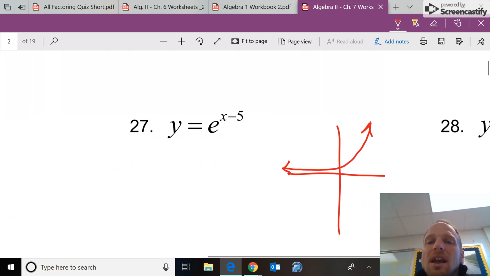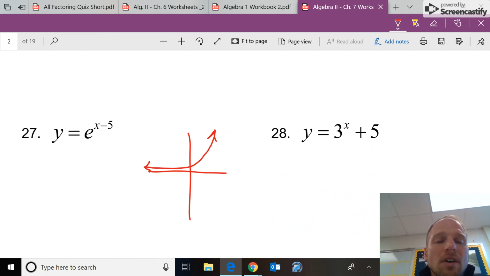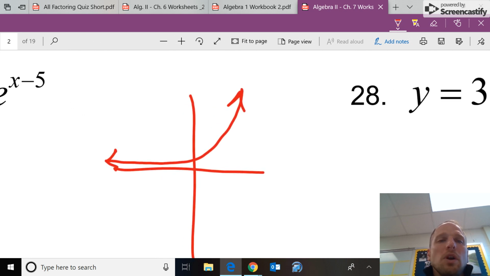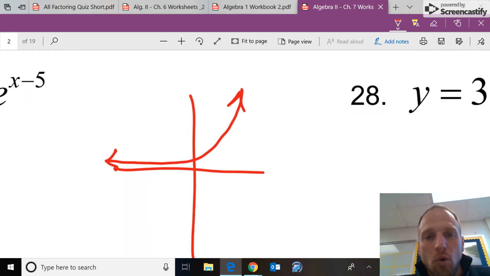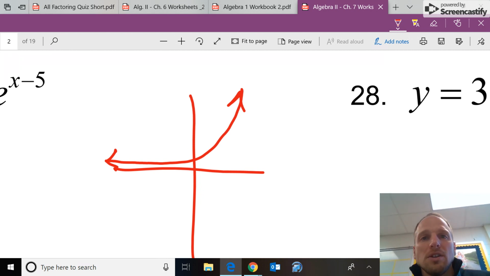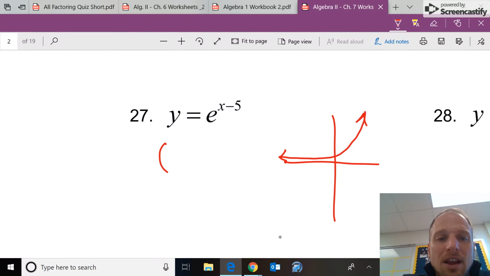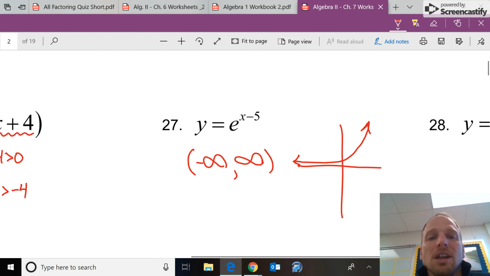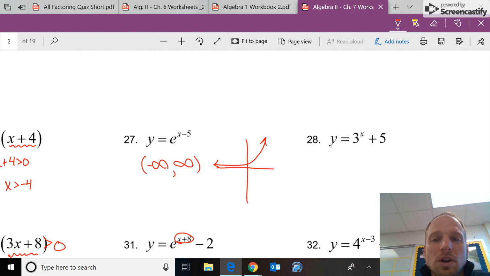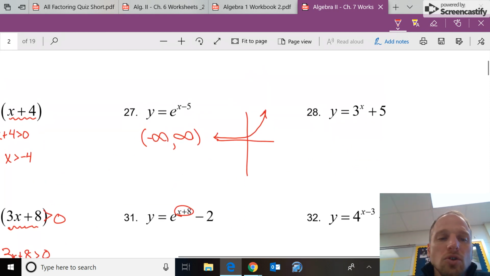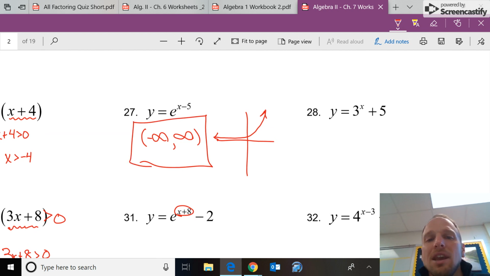Number 27. Now, here's the awesome thing about the domain of exponential functions. We know what those parent graphs look like, right? And this parent graph is going back to the left forever, and it's going to the right forever. So if it goes both ways forever, the domain is all real numbers. All right, so here's how we would write that. The left side of our domain is negative infinity, and the right side of our domain is positive infinity. So anytime we have an exponential like 27, 28, 31, 32, all going to have the exact same answers.